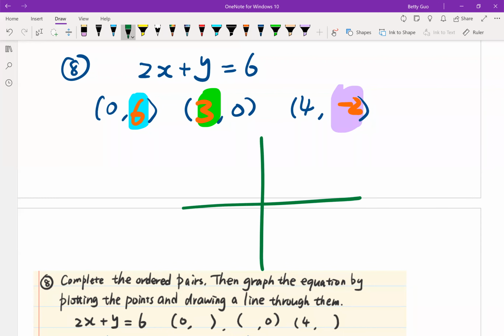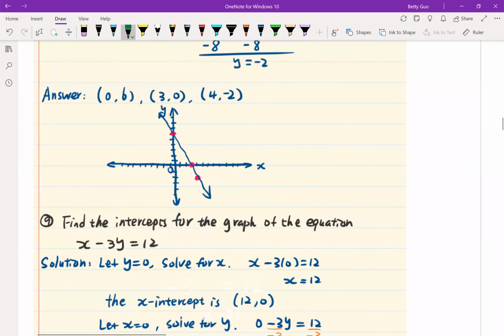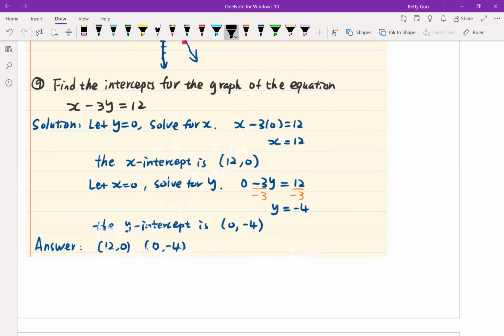Where is 0, 6? 1, 2, 3, 3 units above the origin, right? Where is the 3, 0? It's right here, right? Where is the -2? In quadrant 4. So you have those 3 points, you connect them, you would have the straight line. Okay, that's number 8. Let's move to number 9.